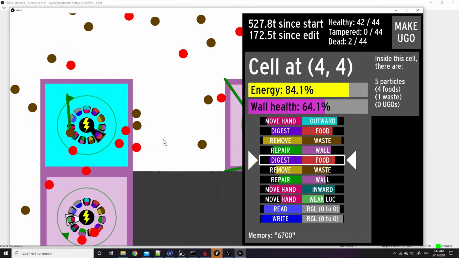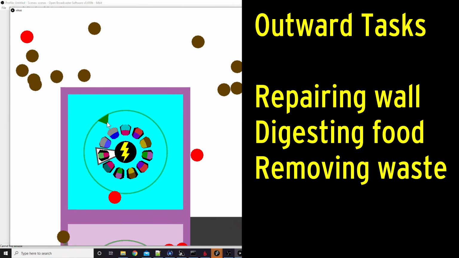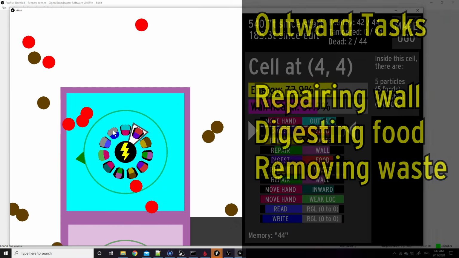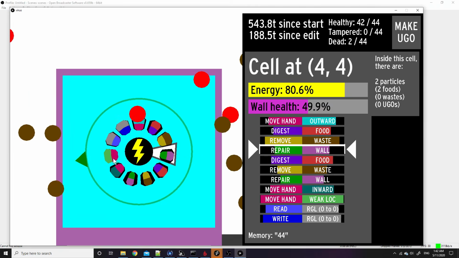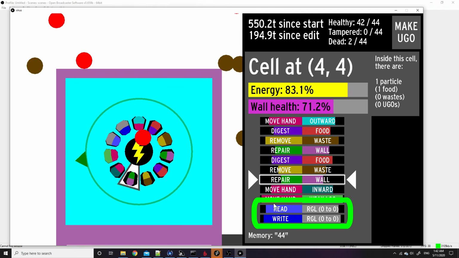And with that, we've fully explained all of the outward operations, as in all the things the hand can do while it's pointing away from the inside, we've covered. That means the only 2 operations left to understand on this genome are the read and write operations, which point inward to the genome.